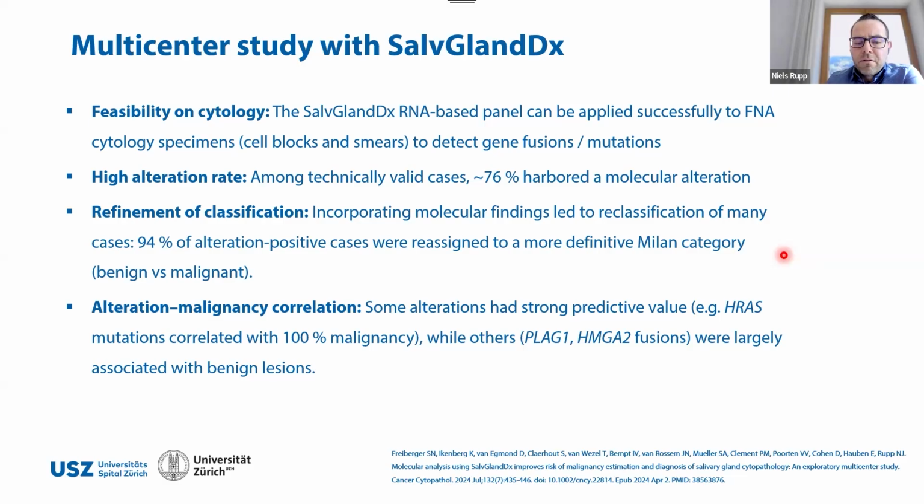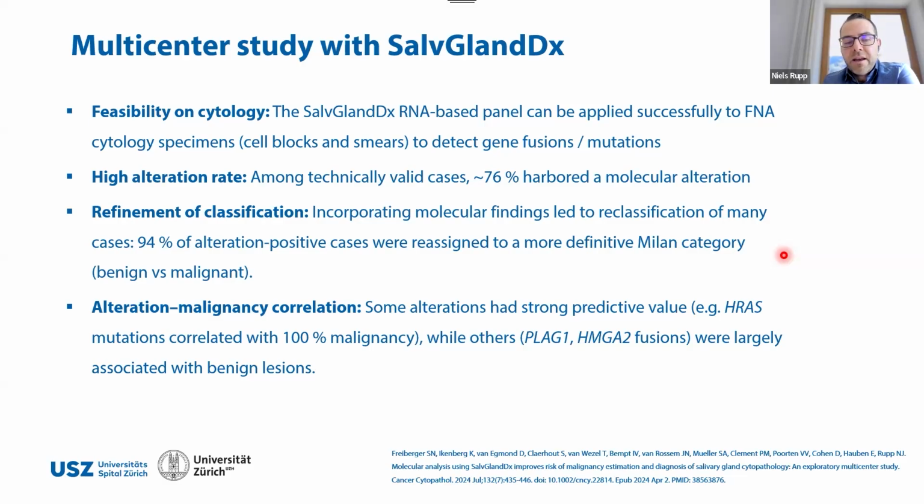benign or certainly malignant. For example, if you do find a MIP-NFIP fusion in a case where we're not sure if this is a cellular PA or an adenoid cystic carcinoma, there's certainly a very, very high probability that this is an adenoid cystic carcinoma, almost 100% if everything worked well. And some alterations had strong predictive value.